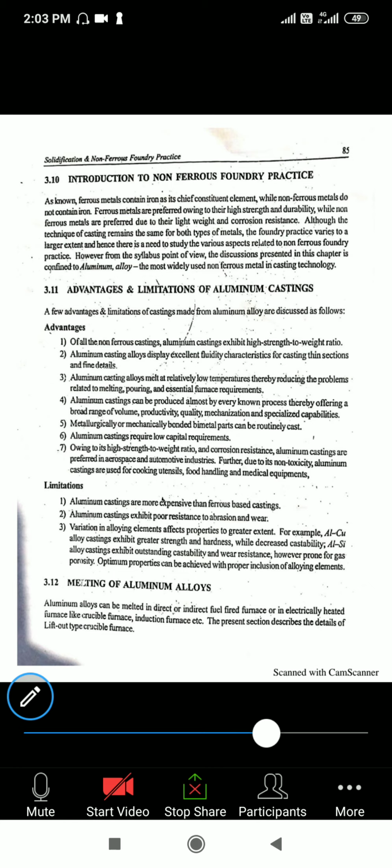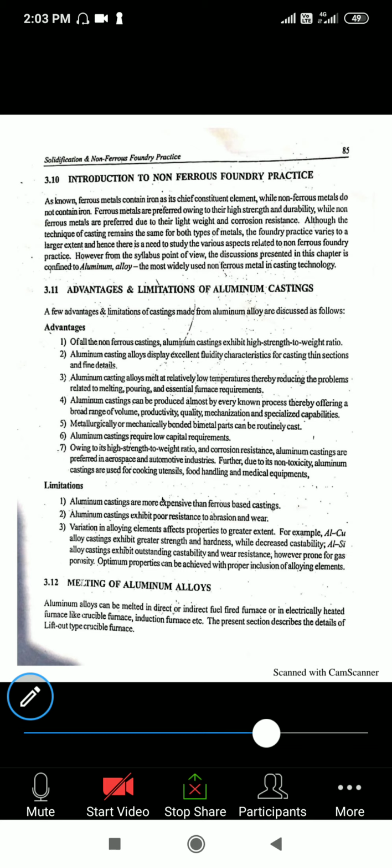Related to aluminium, we will study how aluminium castings are made, and what alloys are used to improve the mechanical properties of aluminium, and the foundry practices. Now let us see the advantages and limitations of aluminium casting. There are a few advantages and limitations, so I will highlight some of them.